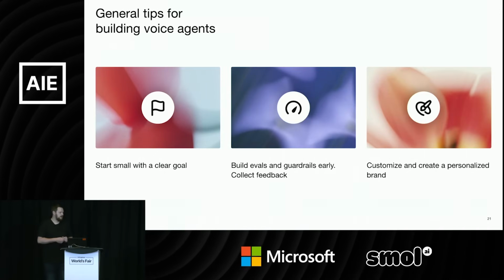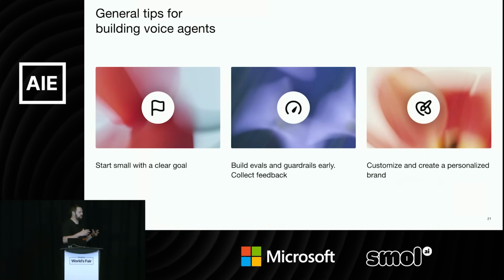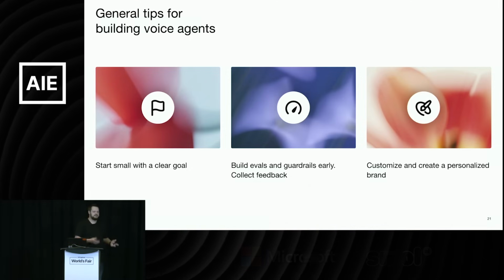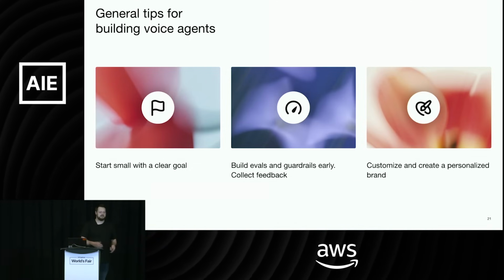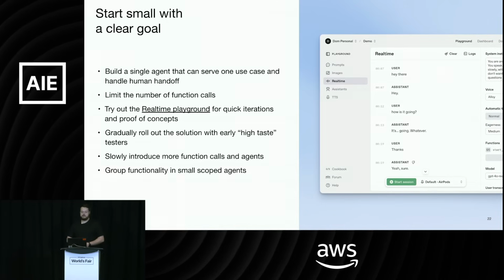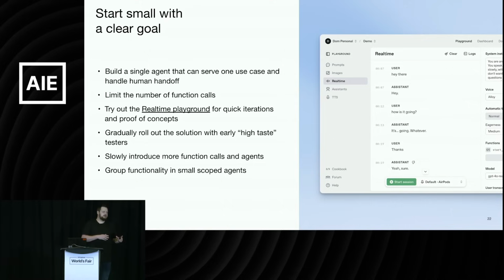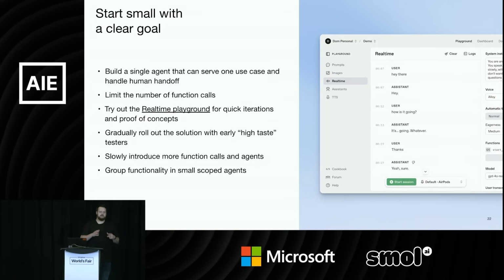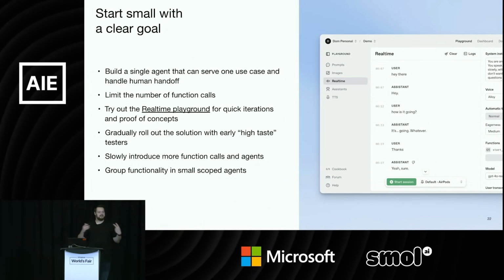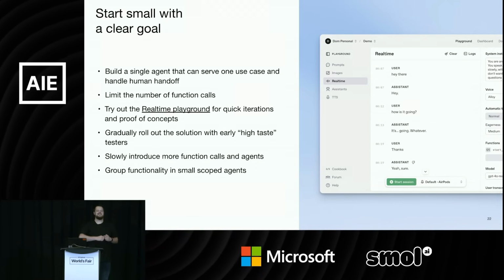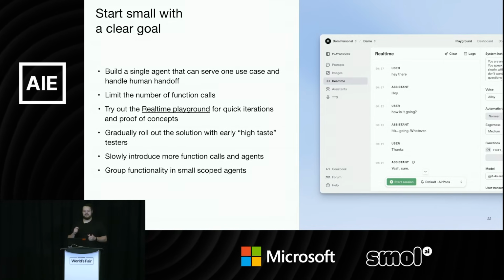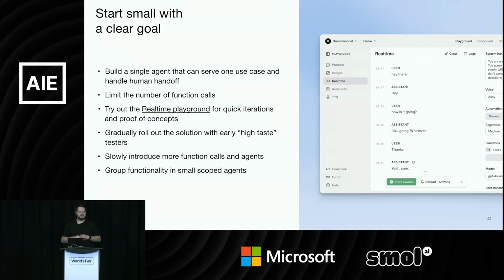So I would group the best practices of building a voice agent into three main things to keep in mind. The first one is to start with a small and clear goal. This is super important because measuring the performance of a text-based agent, you'll hear a lot about evals at this conference, is already hard enough. But with voice agents, it's going to be even harder.